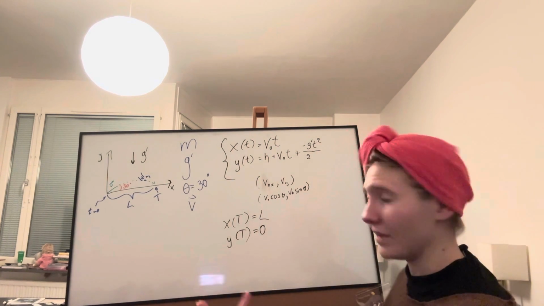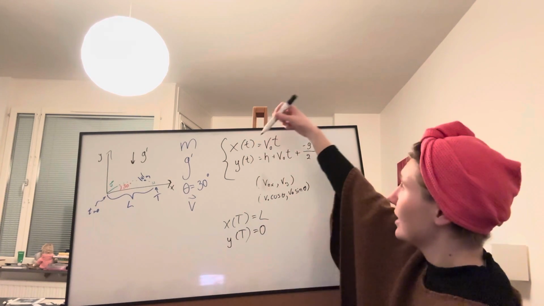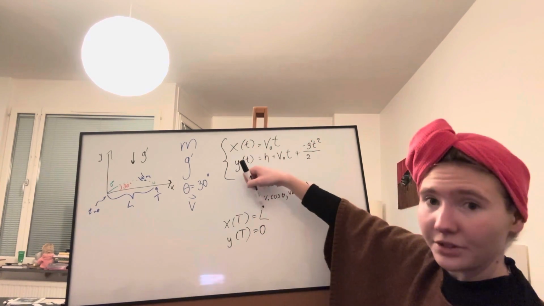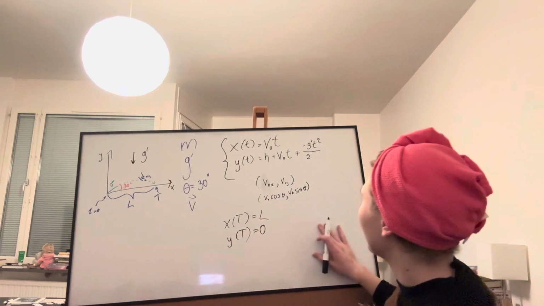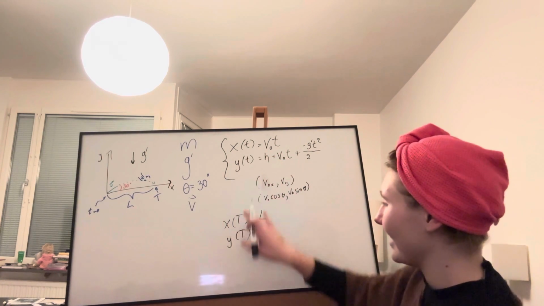We set the formulas equal to each other. The first x equal to this, and the last x equal to that. And like this, the first y equal to the second y.